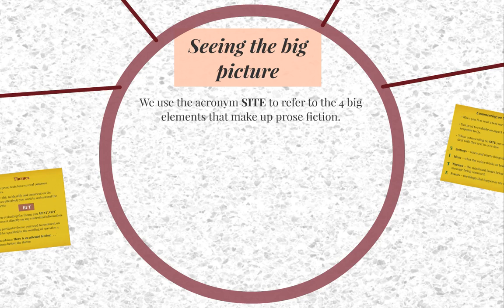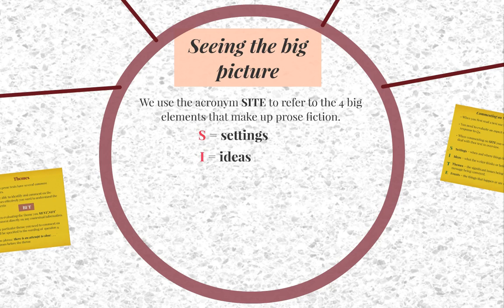The acronym CITE is used to refer to the four big elements that make up prose fiction, and those elements are the setting, so the where and the when. Where do the events take place? When, in terms of the time of year, the time of day, and also the physical locations.